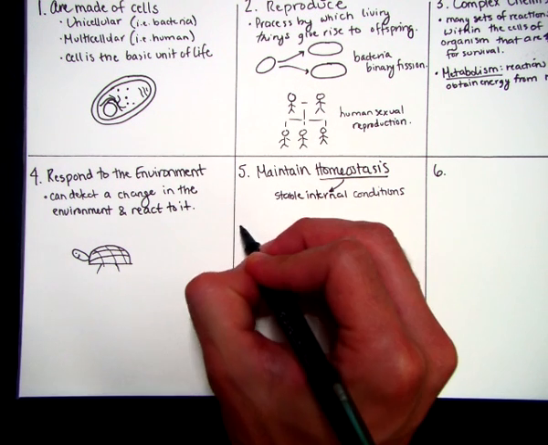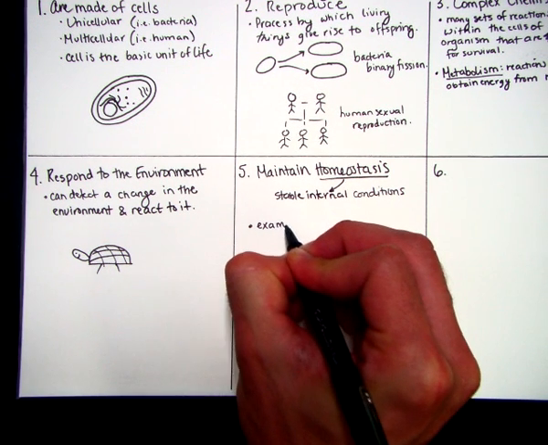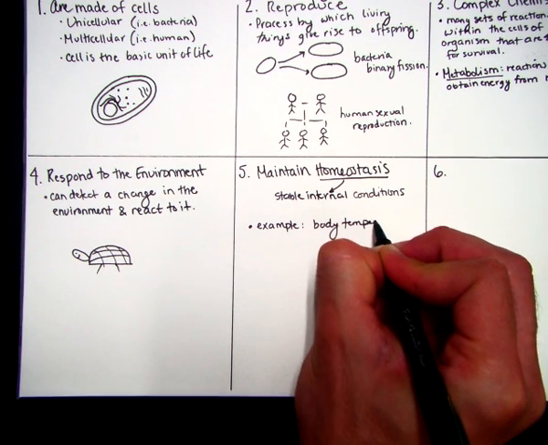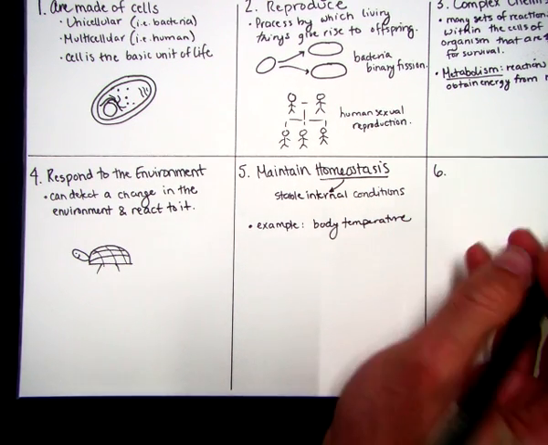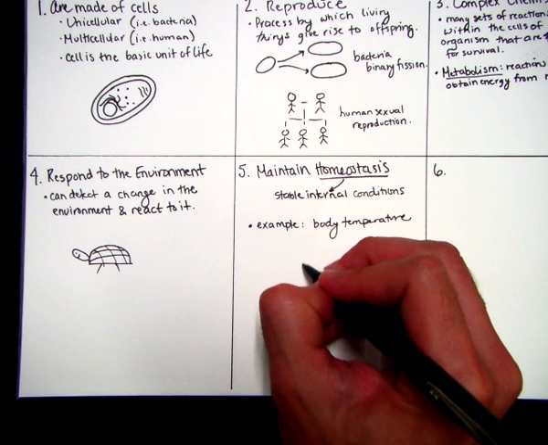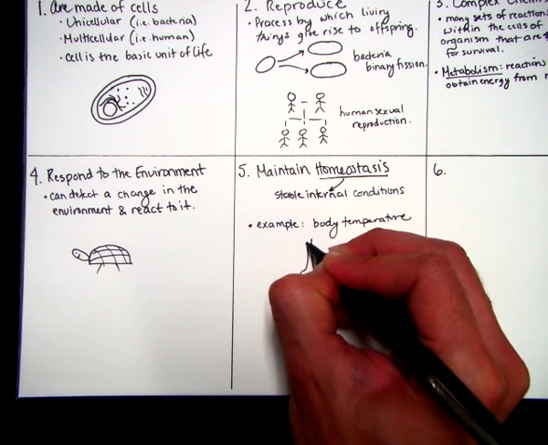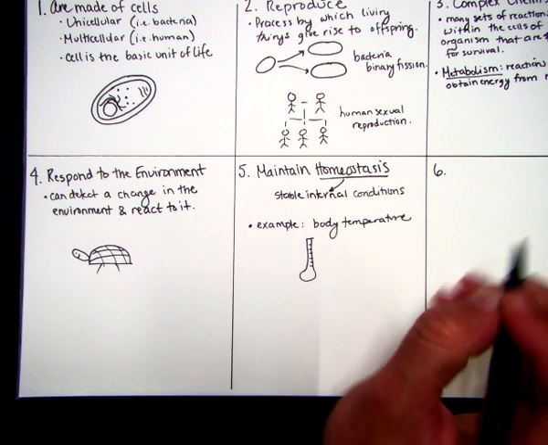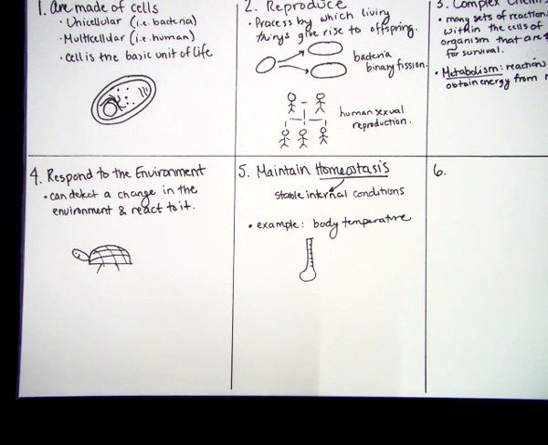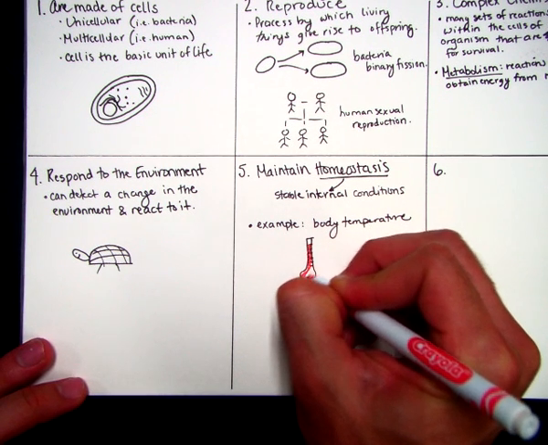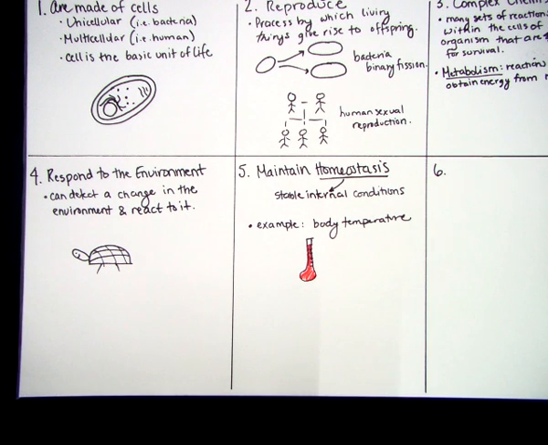So an example could be something like body temperature in humans. Right, there's an ability to maintain a stable body temperature in humans that allows our cells to survive and processes to continue in our body.